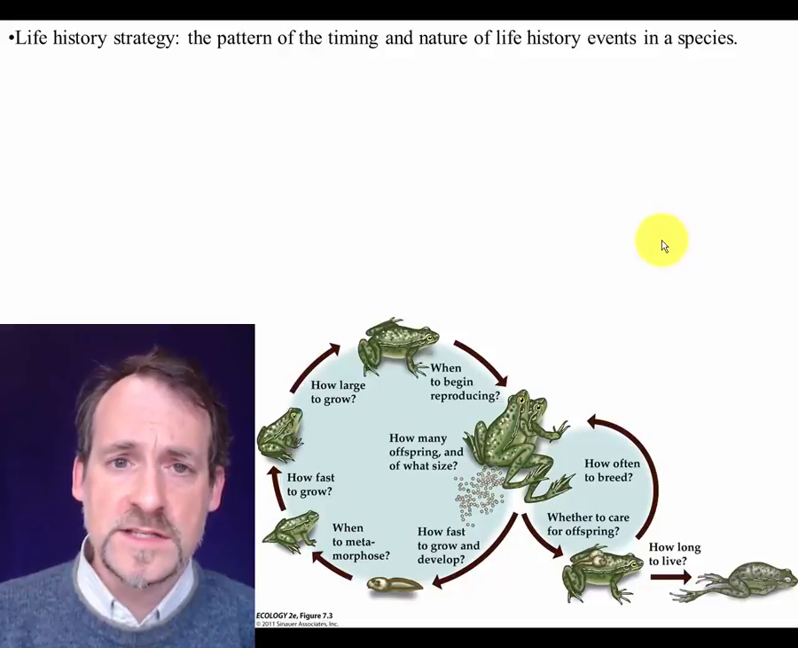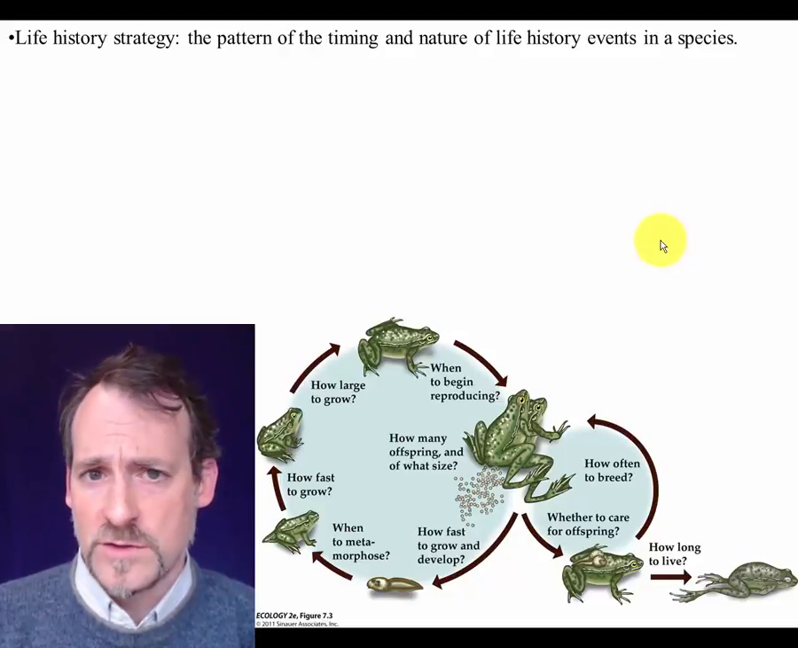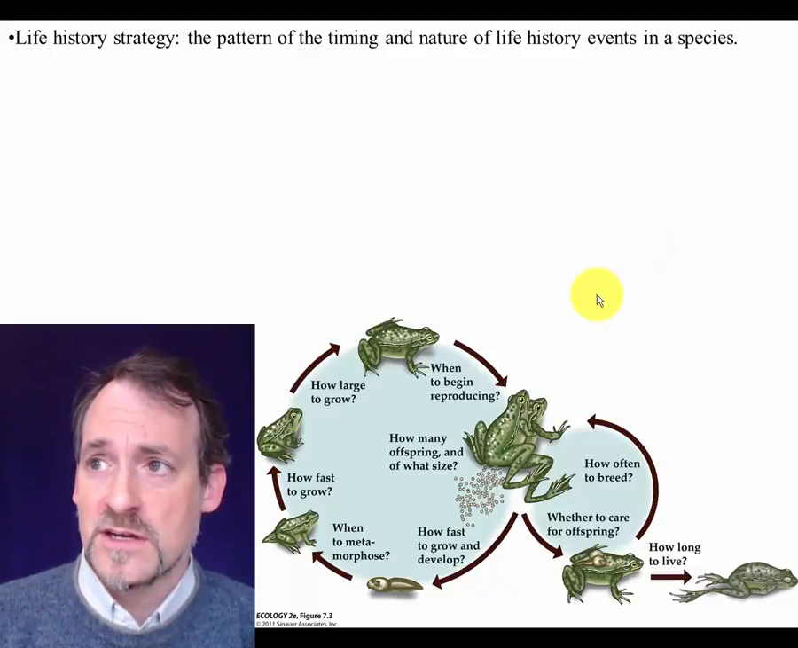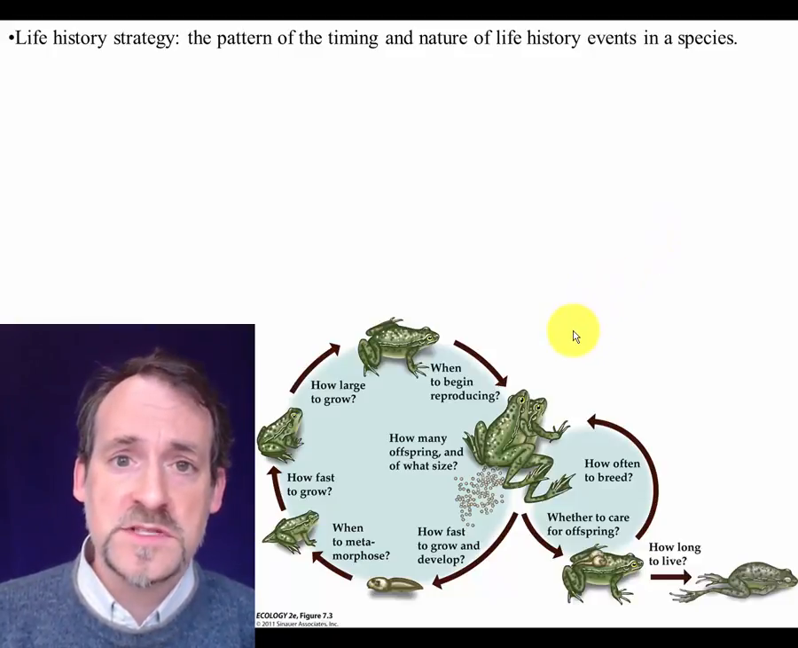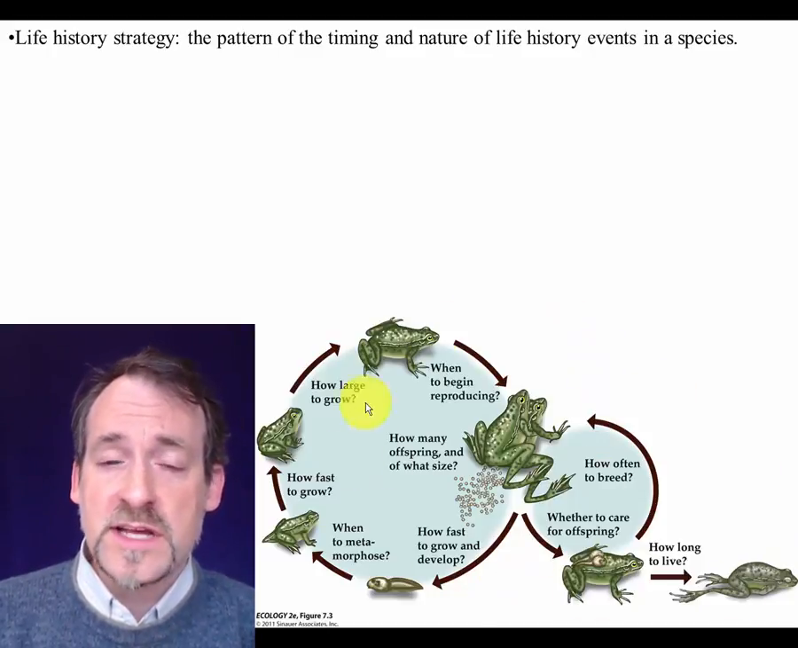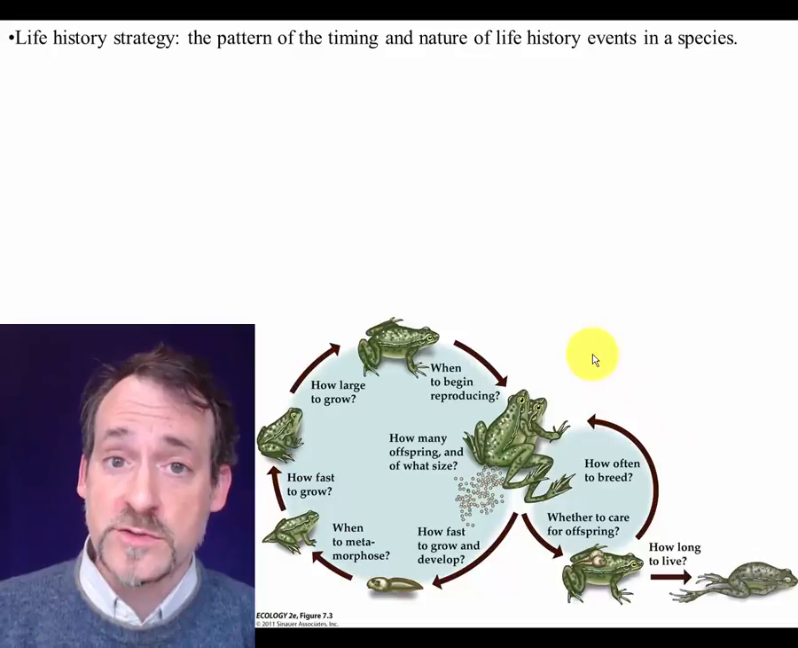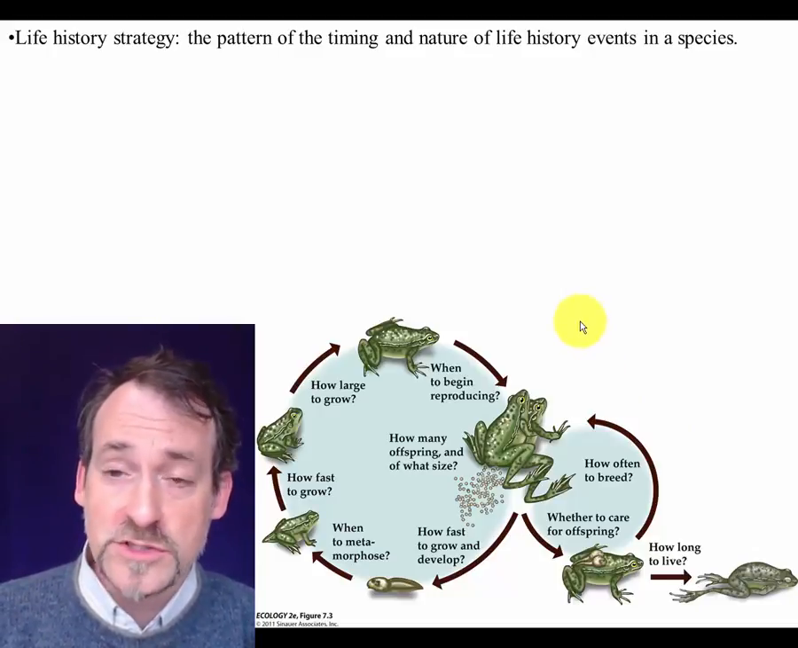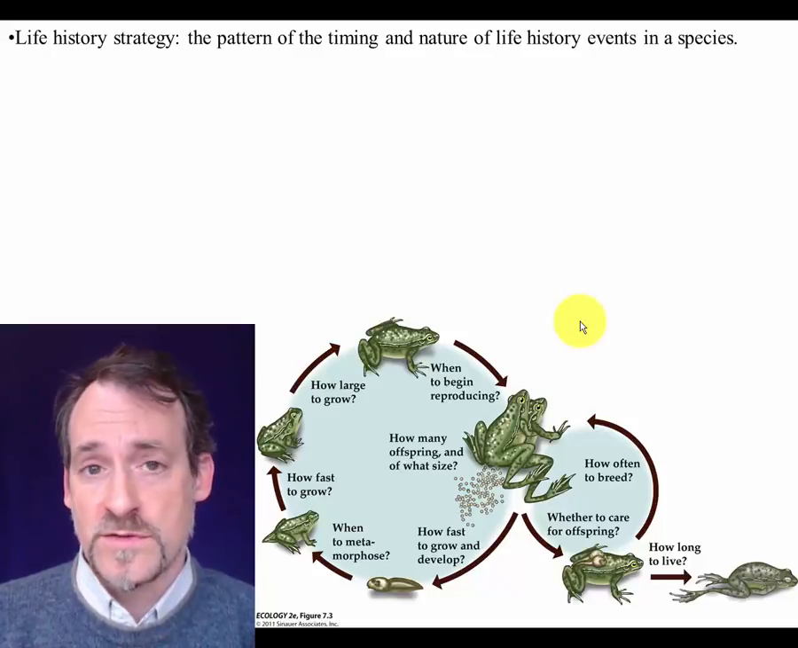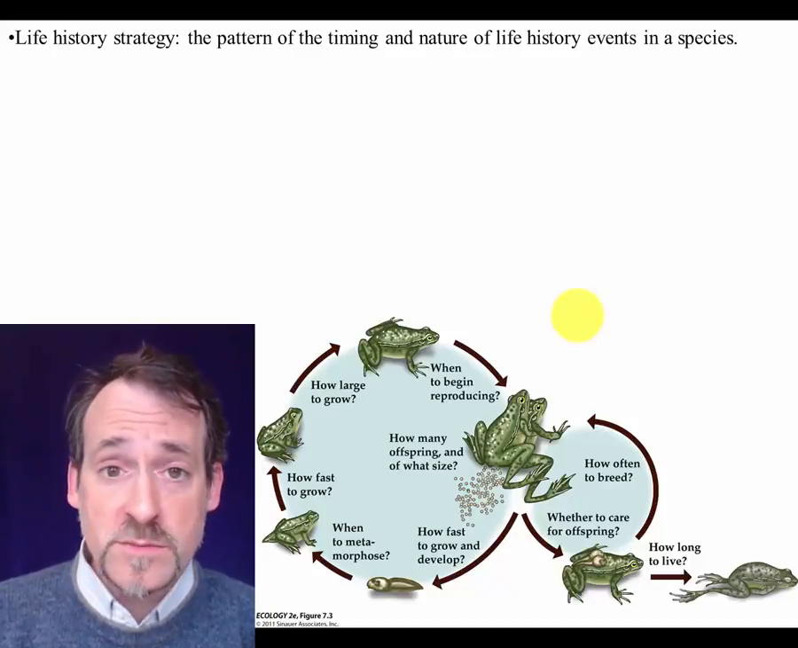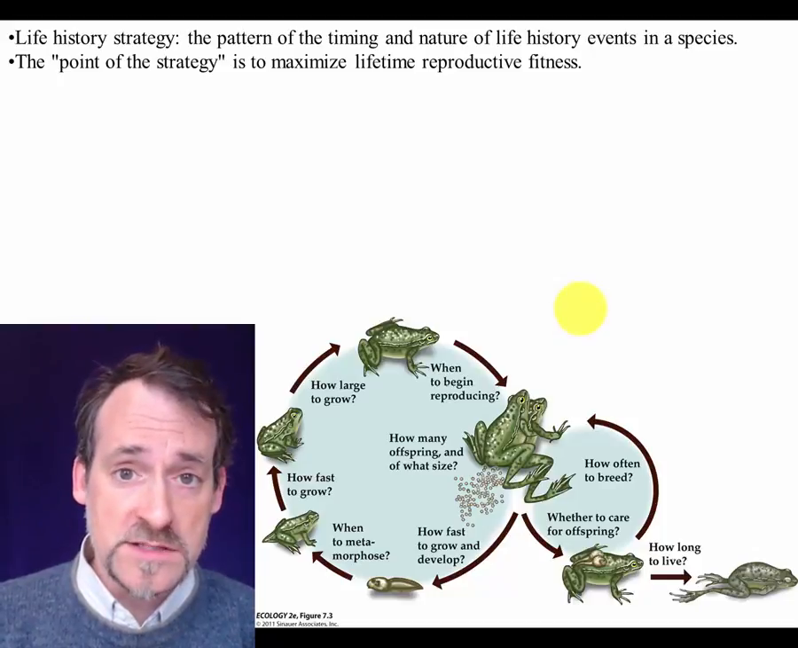There are many different events in the lifetime of an organism, and they can differ in terms of what events happen and in terms of the timing with which they happen. When these are all put together, it's referred to as a life history strategy. And if that term, strategy, sounds like the sort of thing you would use to, say, win a game, that's a reasonable description of what it means.